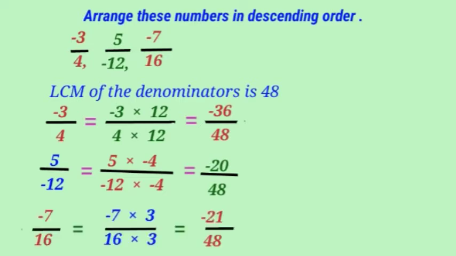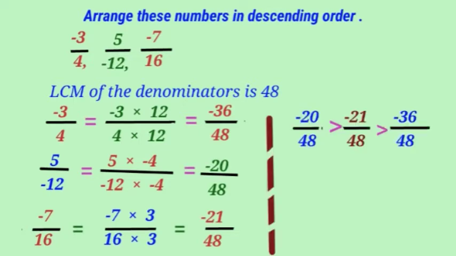Next take minus 7 by 16. Minus 7 by 16 is equal to minus 7 into 3 by 16 into 3, that is equal to minus 21 by 48. Now the denominators are same. So let's compare these numbers. Descending order means we arrange the numbers from greatest to smallest. So minus 20 by 48 is greater than minus 21 by 48 is greater than minus 36 by 48. That means 5 by minus 12 is greater than minus 7 by 16 is greater than minus 3 by 4.